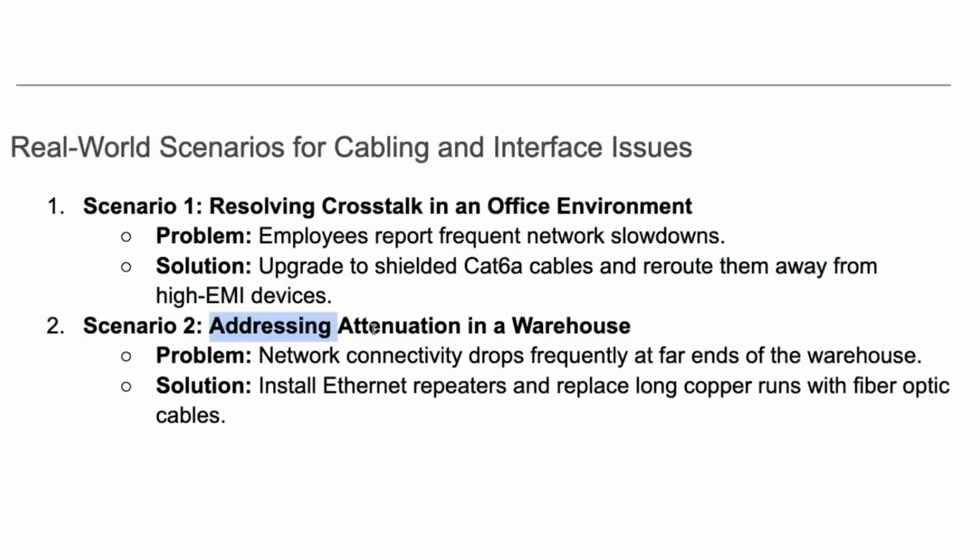Scenario 2 would be addressing attenuation in a warehouse. So it's a big situation, right? It's a big location. Attenuation means that you lose your signal power over long distances based on the wire. So the problem would be that network connectivity drops frequently at far ends of the warehouse. So we would install Ethernet repeaters and then replace the long copper runs with fiber optic cables. There you go. And then just make sure, of course, that they are actually compatible with each other before you order them, and then find out that they are not compatible, and now you have to reorder and refund and return and all of that stuff.